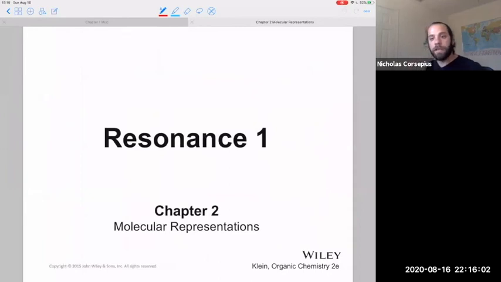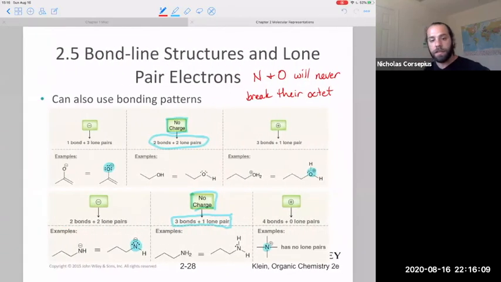Okay, so next we'll be talking about resonance, but first make sure that you practice your formal charge, being able to compute it. Most importantly, I think, are these patterns, right? To the extent that you can just recognize these patterns, it'll make your life a lot easier than having to plug into that formal charge equation.